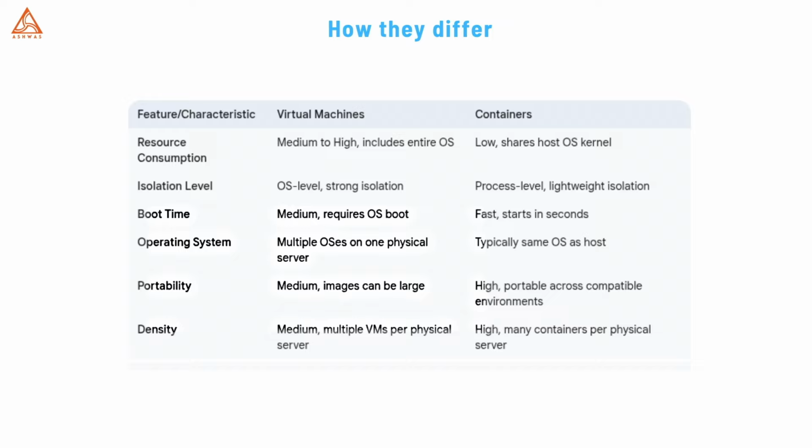Portability, in case of virtual machines, it is medium. The images could be large. In case of containers, the portability is high. We can have very lightweight containers. For example, Alpine container is as good as only 5 MB. Density, it is medium in case of virtual machines. You can have multiple VMs per physical server. It is very high in containers because given these are very lightweight, you can have hundreds of containers running on the same physical server.